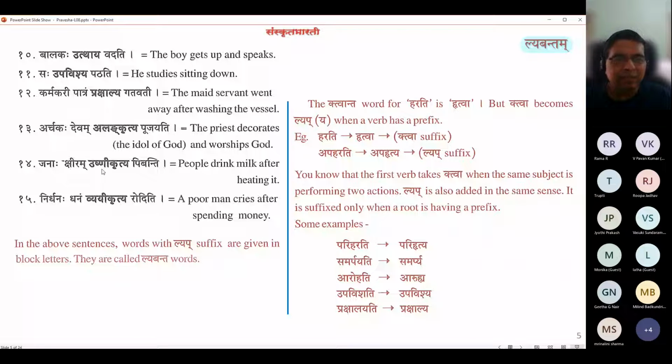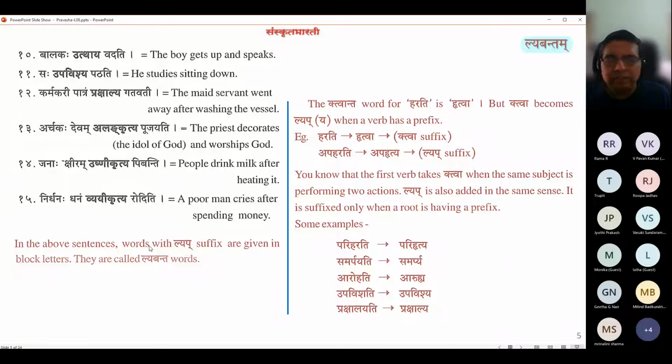So ushni kritya, very obvious. Ushna is heat and having heated up. Very simple. Vyaya is expense. Vyayi kritya, having spent, like that. So these last three examples are not standard upasargas. They are upasarga-like attachments. All right. Thanks Bhagini for reading them.